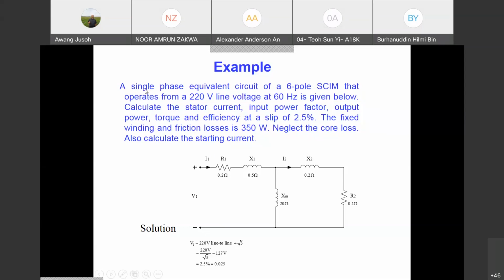A per phase equivalent circuit of a 6-pole SCIM, squirrel cage induction motor that operates from 220 volt line voltage at 60 Hz is given below. Calculate the stator current, input power factor, output power, torque, and efficiency at slip of 2.5%. The fixed winding and friction losses is 350 watts. Neglect core loss. Neglect core loss means RM is removed from here.